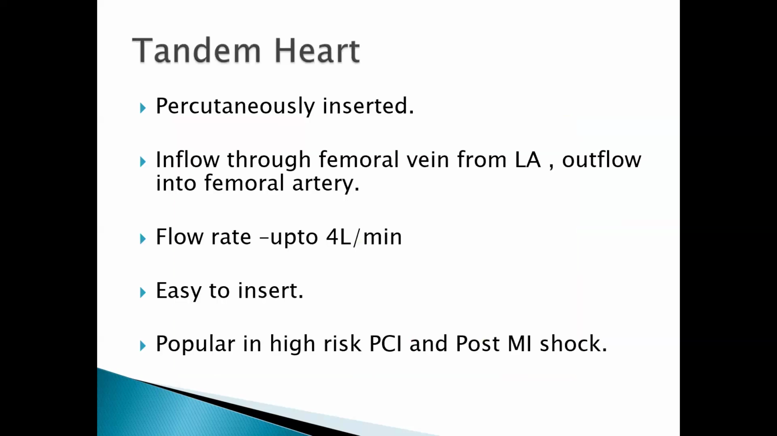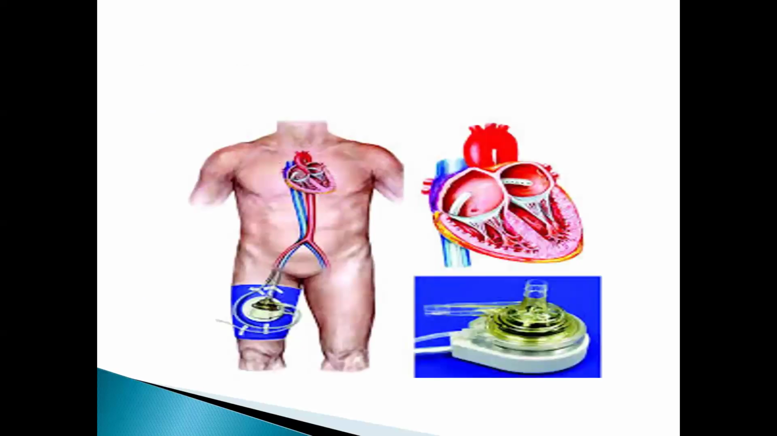Next slide, please. And for the TandemHeart, this is said to be percutaneously inserted. The inflow is through a femoral vein from the left atrium, whereas the outflow is into the femoral artery. The flow rate can go up to 4 liters per minute. The TandemHeart is said to be easy to insert. However, it's popular in high-risk PCI patients and patients with post-MI shock. This is a way you can use the TandemHeart, and that's what a picture of a TandemHeart looks like.